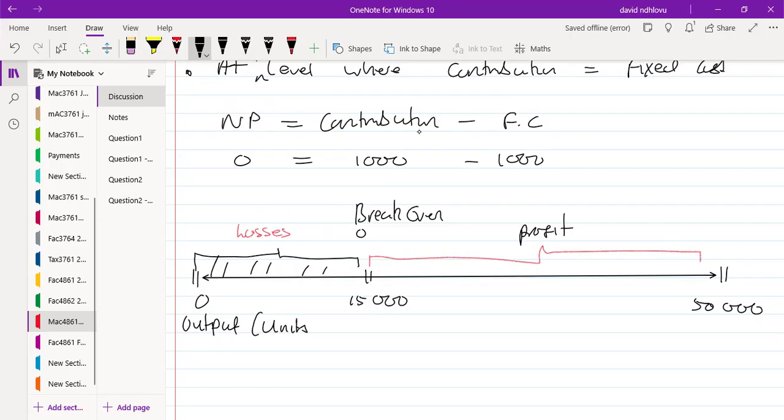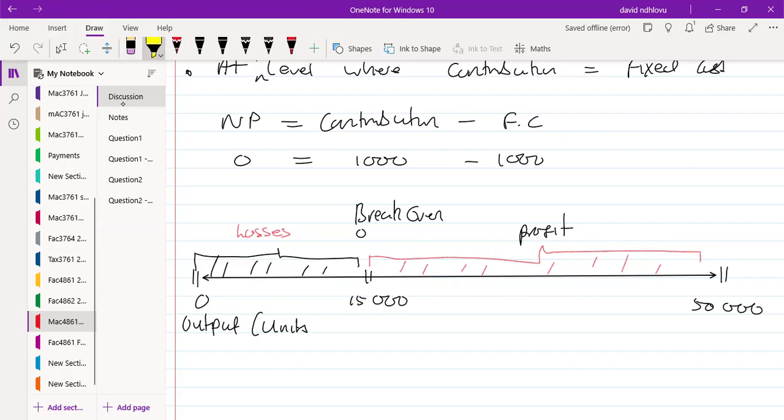And as we produce fewer units towards zero, the bigger the loss will be. So the loss grows as we approach zero. At the same time, any production over and above 15,000 will simply mean that we are making a profit, and the further away from 15,000 towards the 50,000, the higher the amount of profit that we can make as an organization. So this is a representation of break-even.